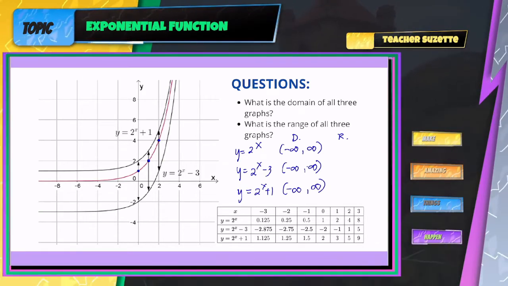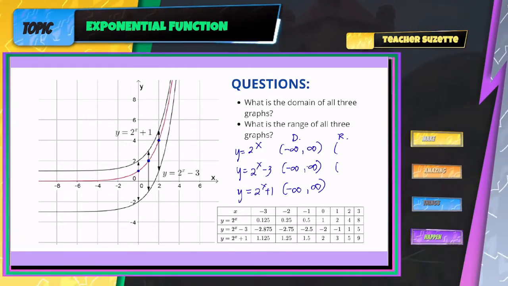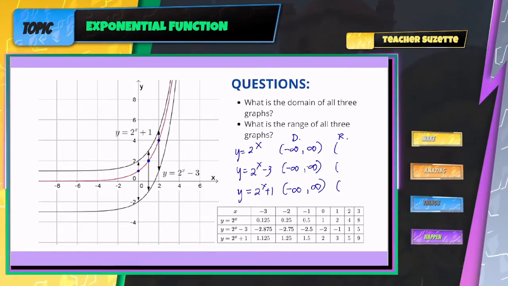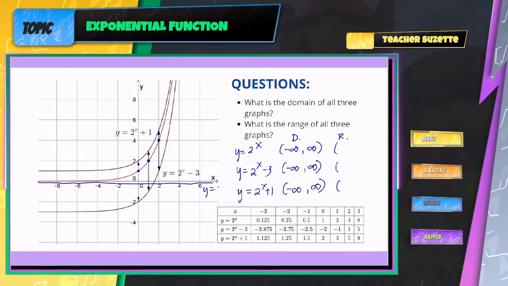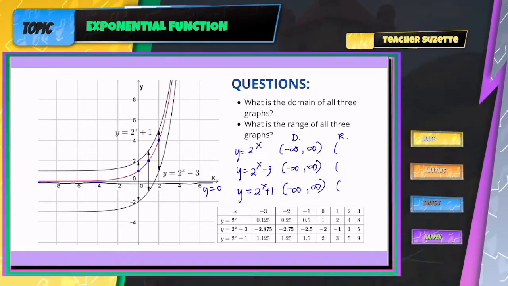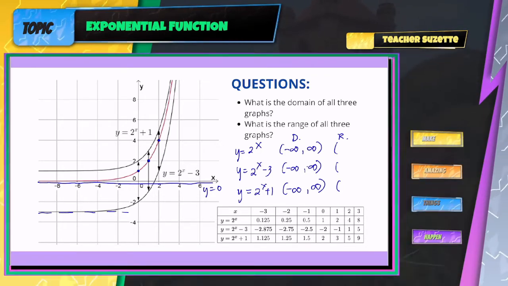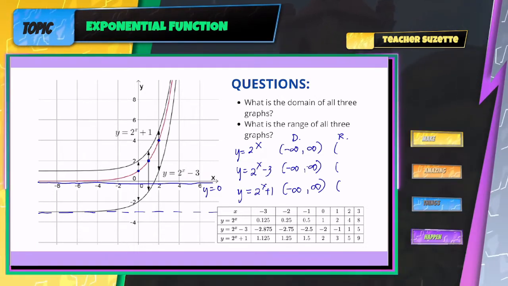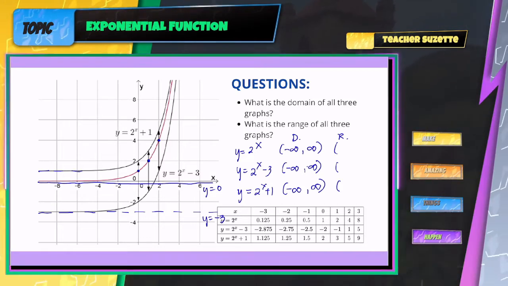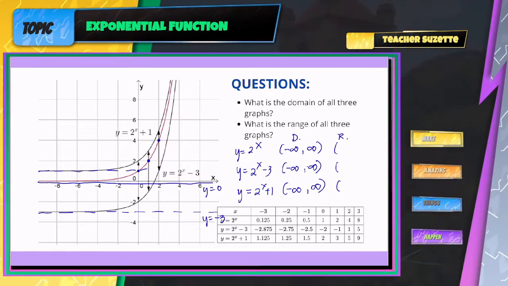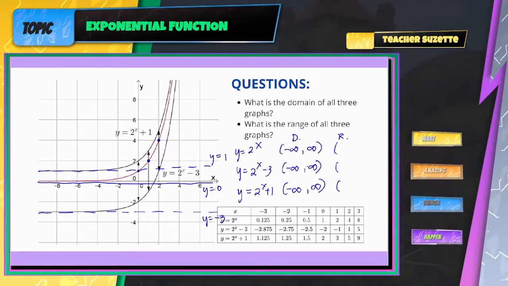For our range, let's base it on our horizontal asymptote. A while ago, we identified that the horizontal asymptote for y is equal to 2 raised to x is the line y is equal to 0. For the graph of y is equal to 2 raised to x minus 3, the horizontal asymptote is y is equal to negative 3. And lastly, for the graph of y is equal to 2 raised to x plus 1, the horizontal asymptote is y is equal to 1.